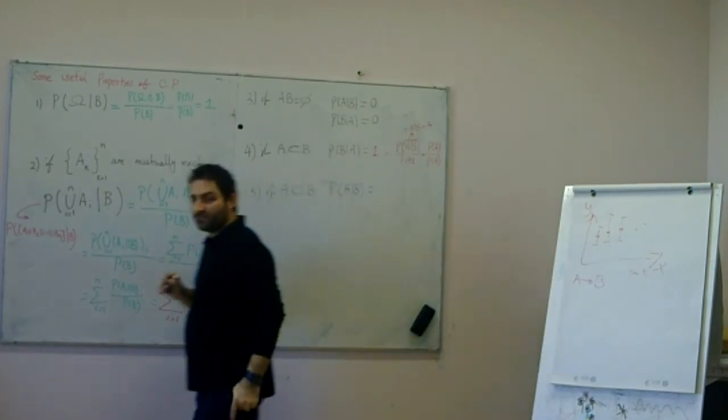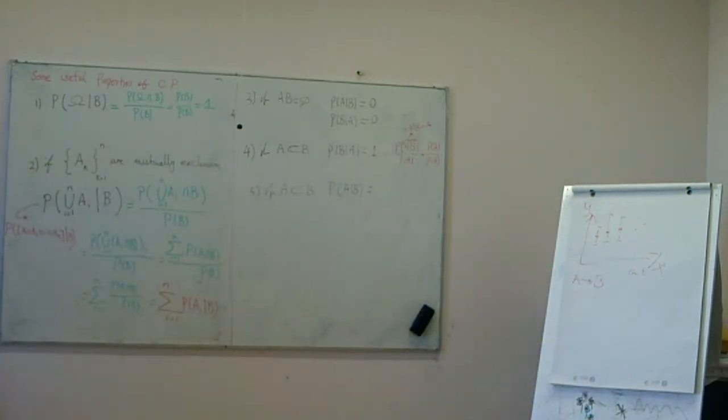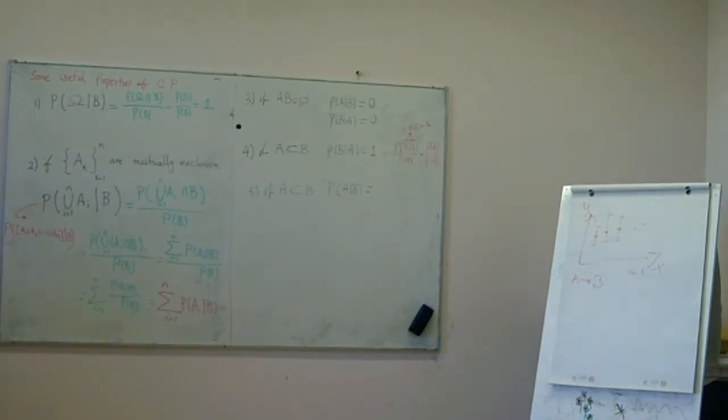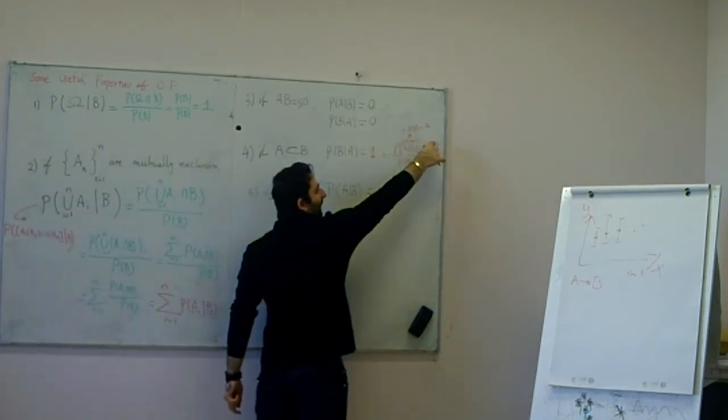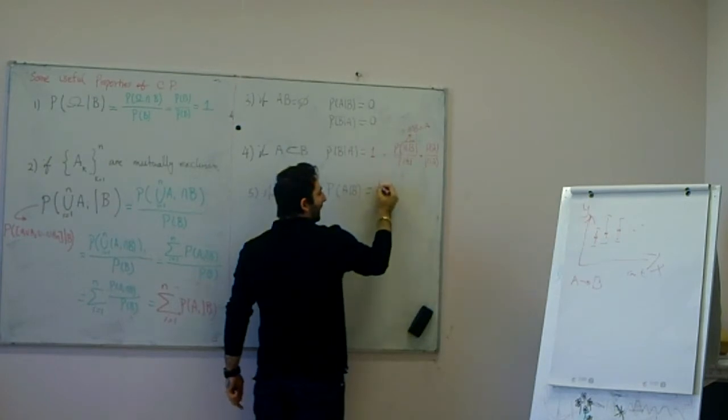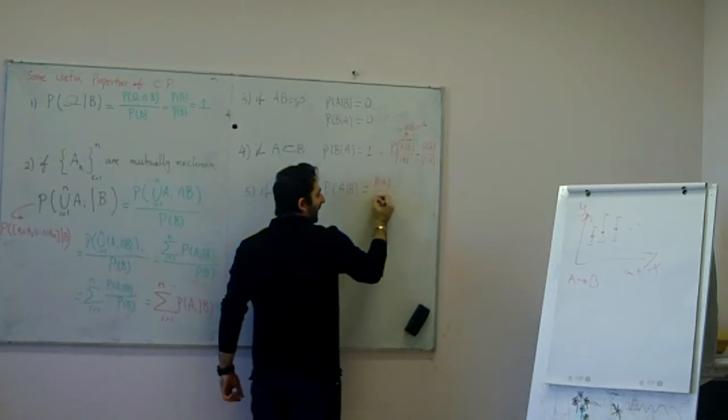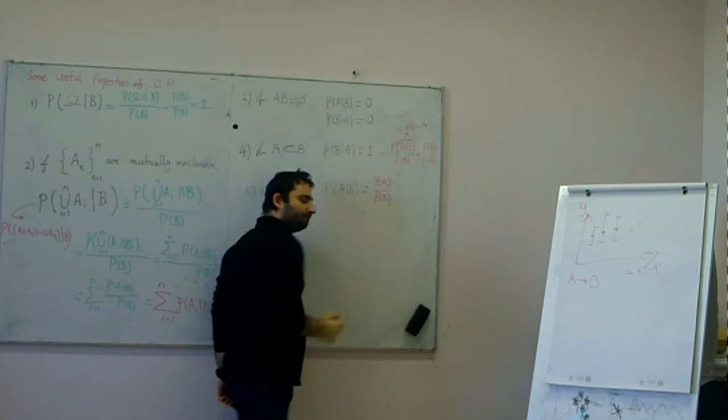What about if A is a subset of B, this probability of A given B, what is it? You write it in the same way. Here we have the probability of A, and in the bottom we have the probability of B. So it is the probability of A over the probability of B.